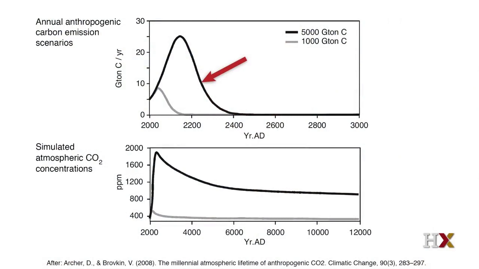If we burned all of the carbon from coal and oil and gas over the next few hundred years, we would release about 5,000 gigatons of carbon as well. We'll come back to that point later on.